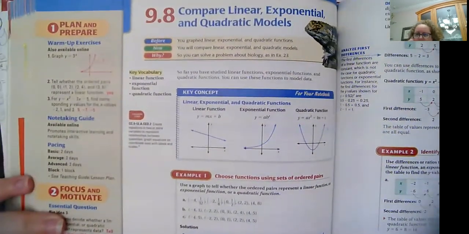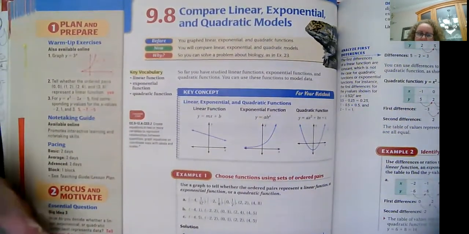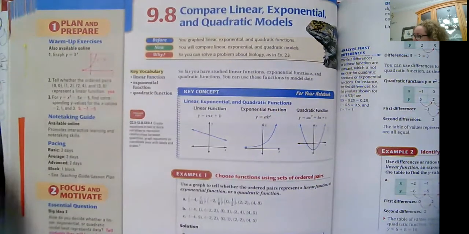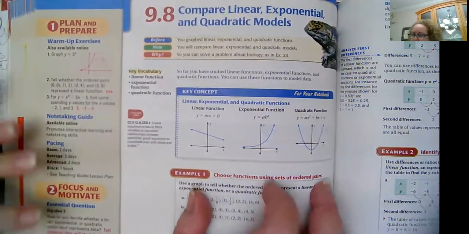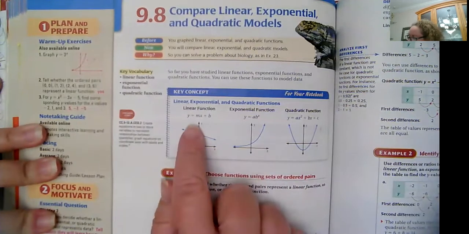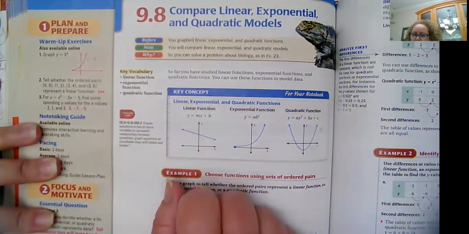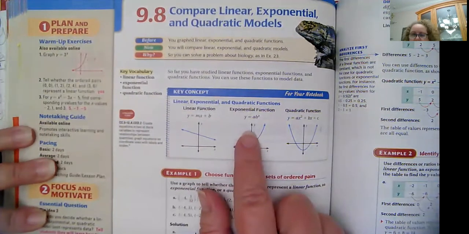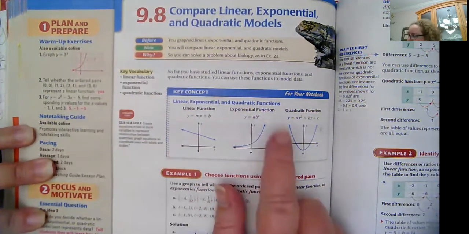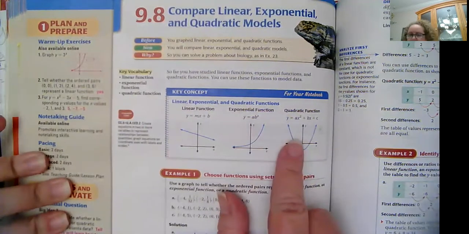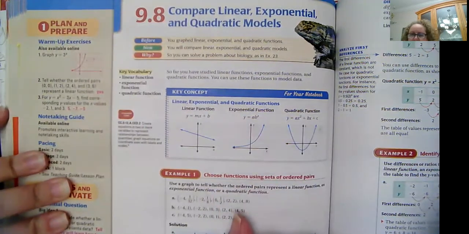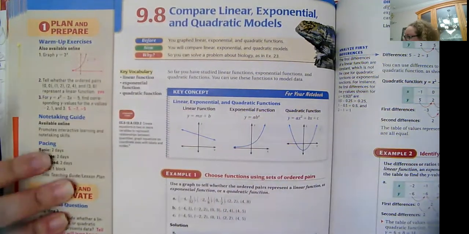If you have a hard time reading it, I recommend that you open up the textbook itself. You have access, and copy this key concept. So when we have a linear function, we have it in this format: y equals mx plus b. Our exponential, y equals a times b to the power of x. And then our quadratic, which we have been learning in chapter 9.